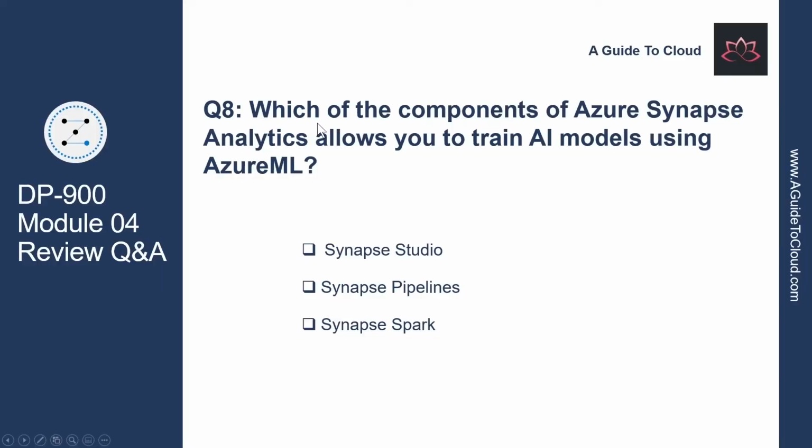Let's look at question number 8. Which of the components of the Azure Synapse Analytics allow you to train AI models using Azure ML? Is it Synapse Studio? No, it's definitely not Synapse Pipelines. So the correct answer is Synapse Spark. You would use a notebook to ingest and shape data and then use Spark ML and Azure ML to train models with it.